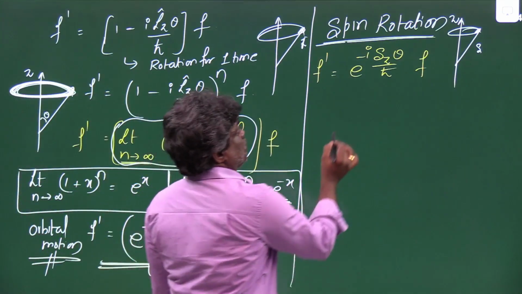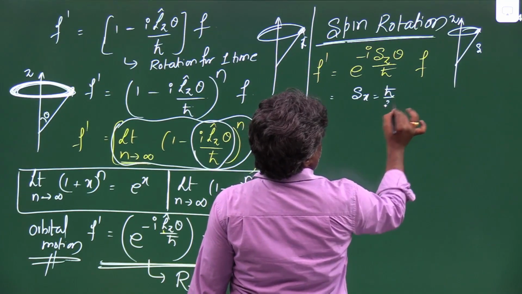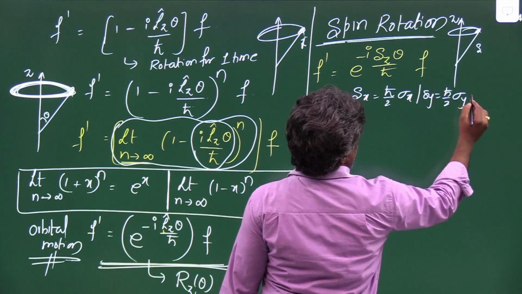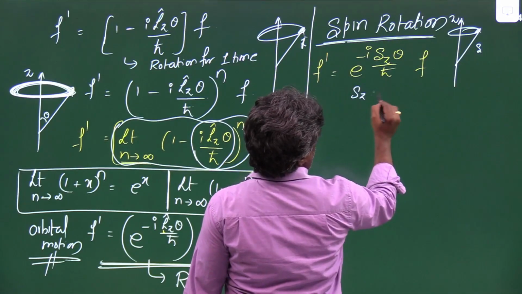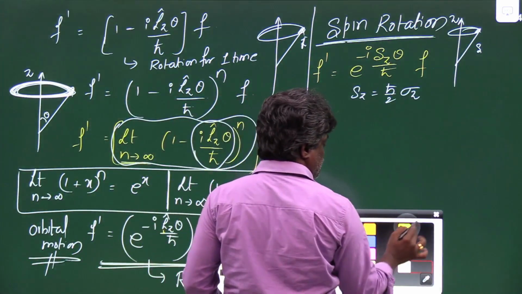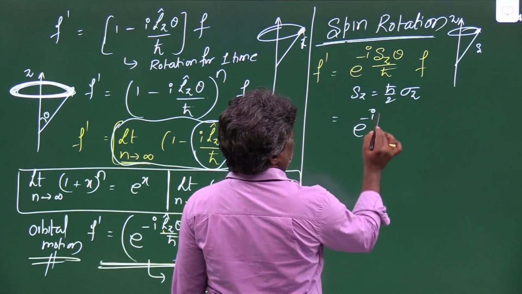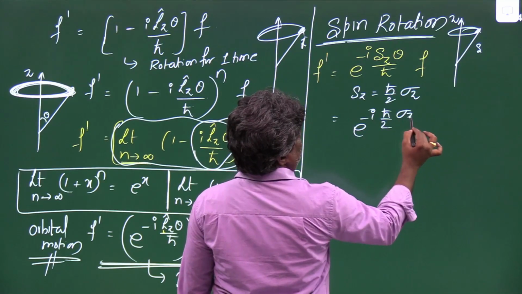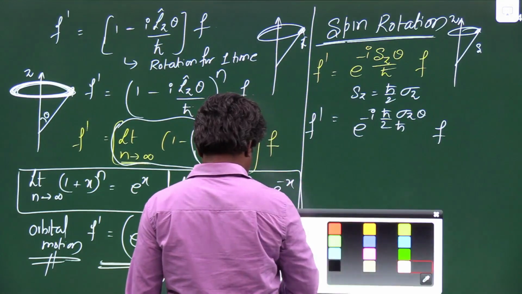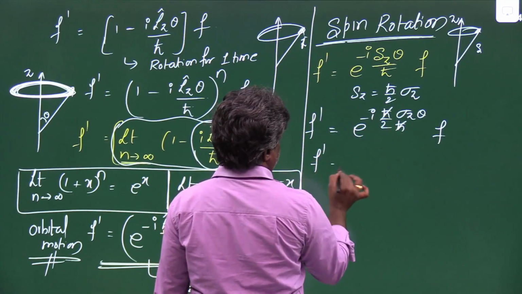Right? So now see sir, yesterday I think in the earlier classes I told you Sx is equal to h cross by 2 sigma x, Sy equal to h cross by 2 sigma y, similarly Sz equal to h cross by 2 sigma z, right? Now please take it and substitute. E raised to minus iota h cross by 2 sigma z theta by h cross, F. H cross cancel. Please tell me what you get.